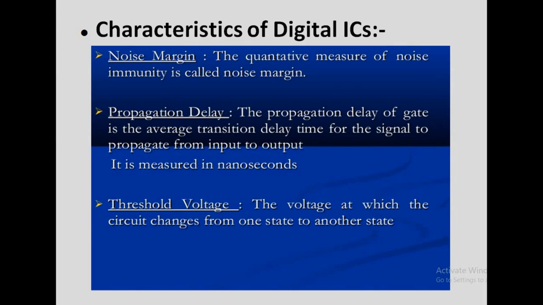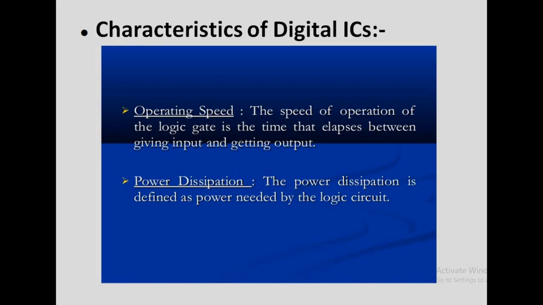Next, propagation delay. The propagation delay of a gate is the average transition delay time for the signal to propagate from input to output. It is measured in nanoseconds. Next is threshold voltage. The voltage at which the circuit changes from one state to another state. Next is operating speed. The speed of operation of a logic gate is the time that elapses between the given input and getting output. Last, power dissipation. The power dissipation is defined as power needed by the logic circuit.